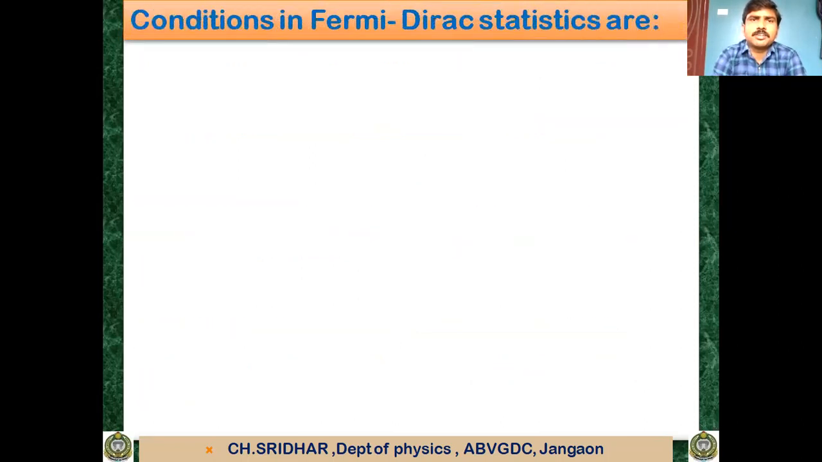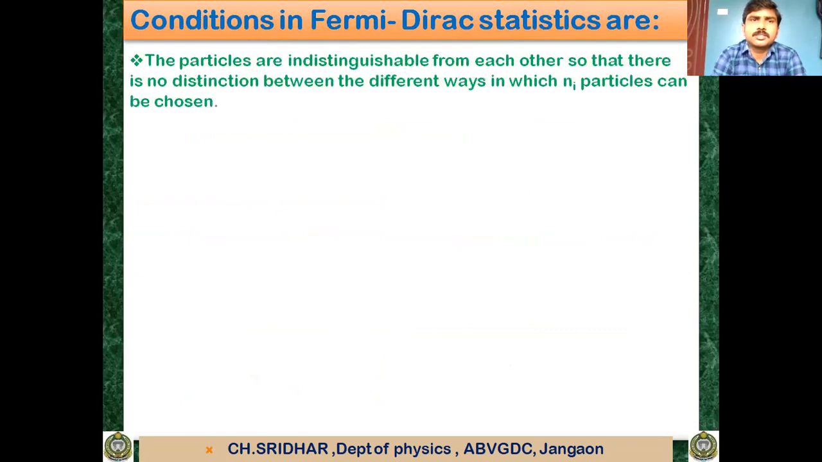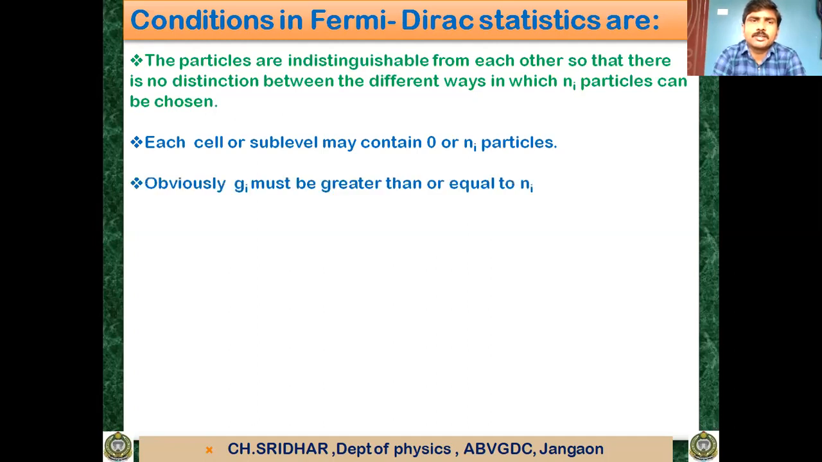And the conditions in the Fermi-Dirac statistics are: the particles are indistinguishable from each other, so that there is no distinction between two different ways in which Ni particles can be chosen. This is the first condition. And each cell or sub-level may contain either 0 particles or 1 particle. Obviously, Gi must be greater than or equal to Ni.